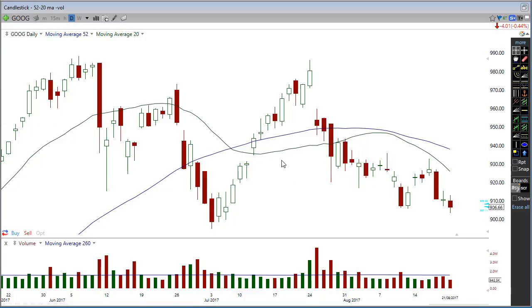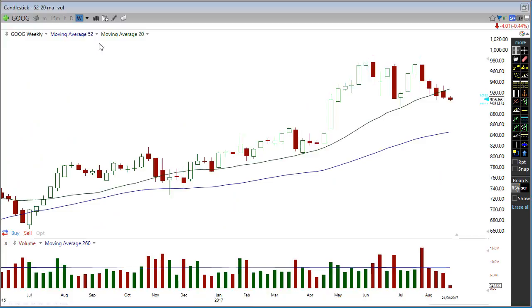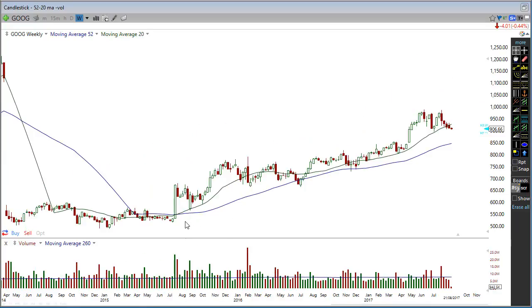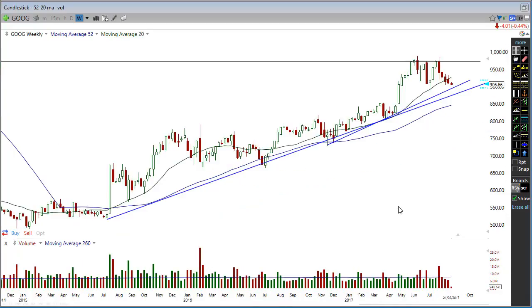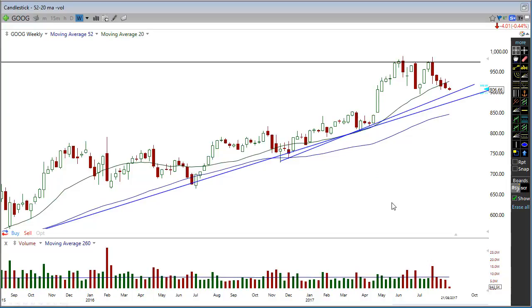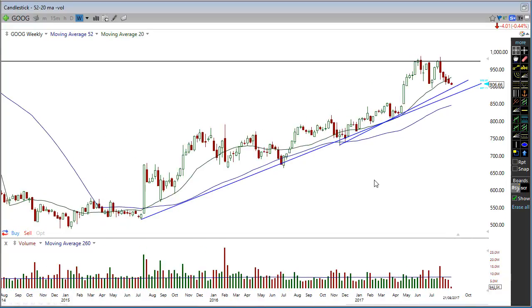Let's get straight into Google. Firstly, let's look at Google on the weekly chart, and let me share with you what I see. The first thing we can see is this overall major trend line coming to the high side through there. We did have a little bit of a trend line through there, didn't we? Right, so we had that major trend line through there.